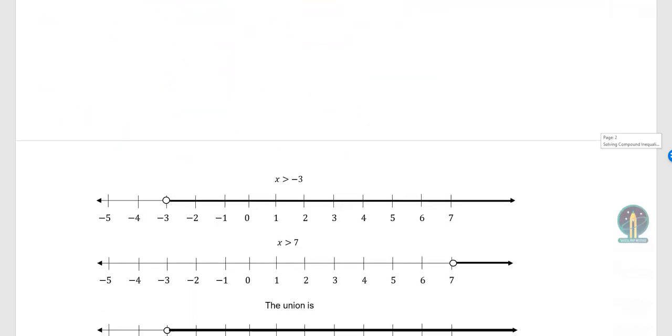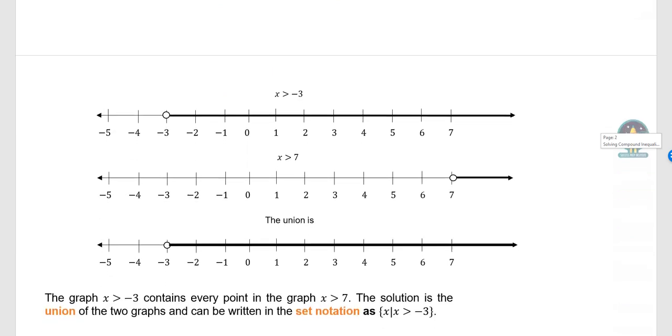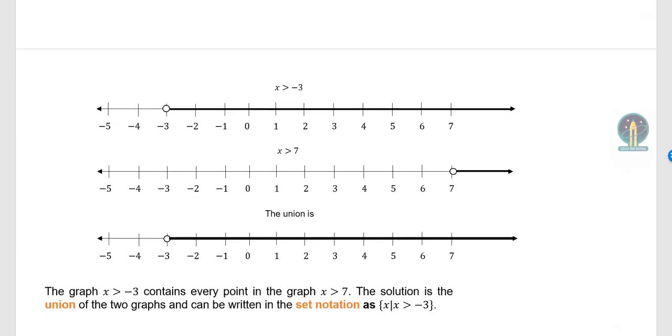Okay, so now if I graph each of them separately, I have x greater than negative 3, which gives me, I go to negative 3, and then I take whatever is towards the positive direction of negative 3. And then I also go to x at 7, and then I take whatever is greater than 7.